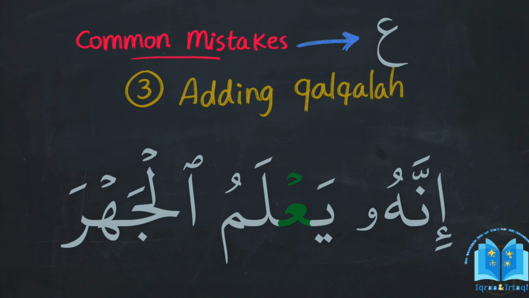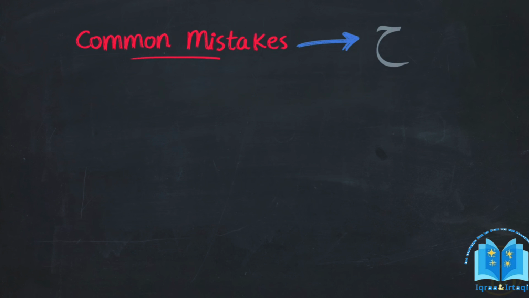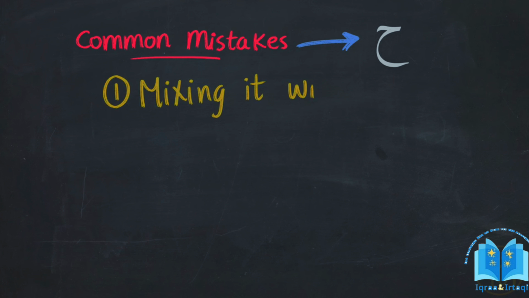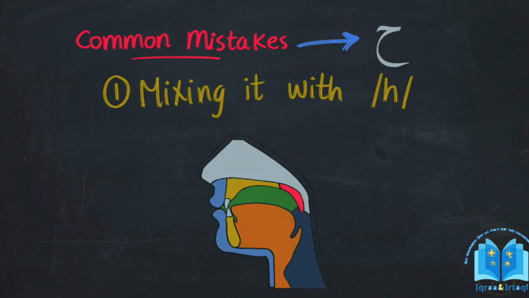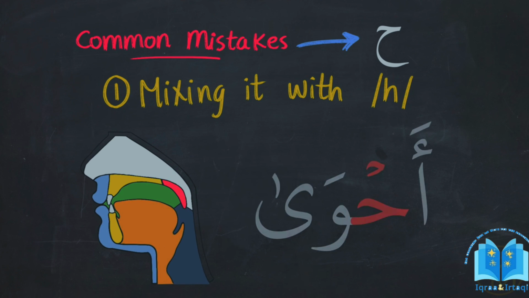إنه يعلم الجهر. Next, the first common mistake of ha is pronouncing it as ha. This happens when you don't push your epiglottis at all, which could probably happen if you're trying the ha sound for the first time, or when you don't have control over your epiglottis yet. Ahwa, ahwa. So it is important to hear the difference, and more important, not to mix them up, because this is a mistake that can potentially change the meaning of the word.